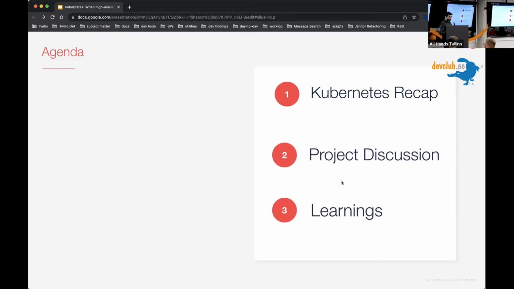So what I will do is, instead of diving directly into my project discussion, I will first do a recap of Kubernetes. Then I will talk about a specific project that I designed and built using Kubernetes. And then we will talk about the learnings that we generated in that domain. And those learnings will specifically focus on the point of view of developer experience.